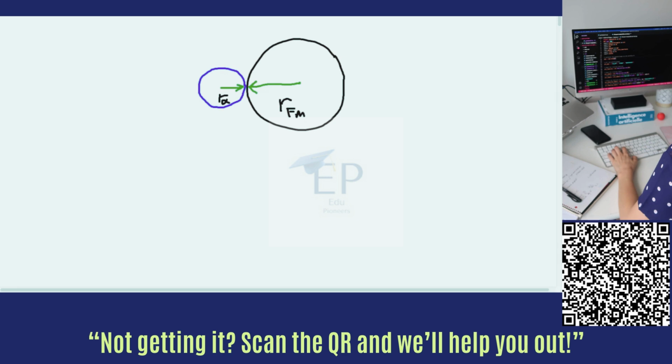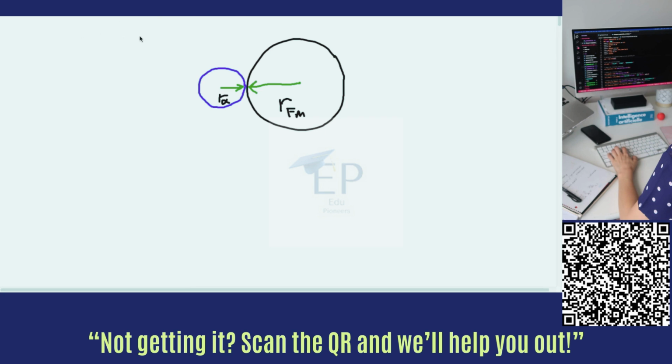Here we have an alpha particle that's brought in surface proximity to a Fermi particle. And we are supposed to find what the maximum kinetic energy would be of the alpha particle as it approaches infinity, as it speeds away from the repelling force of the Fermi particle.